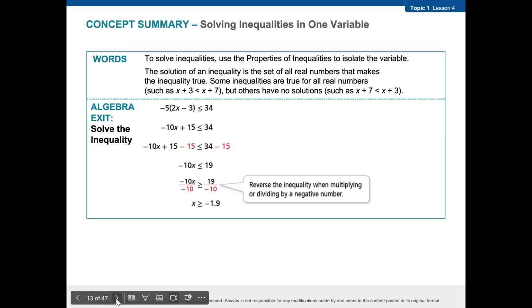Reviewing 1-4. To solve inequalities, use the properties of inequalities to isolate the variable. So here they did the distributive property, -5 times 2x, -10x, negative times negative, positive. They subtracted 15 to both sides. They got 19. They divided by a negative. Because they divided by a negative, they flipped the inequality symbol. So x would be greater than or equal to -1.9.